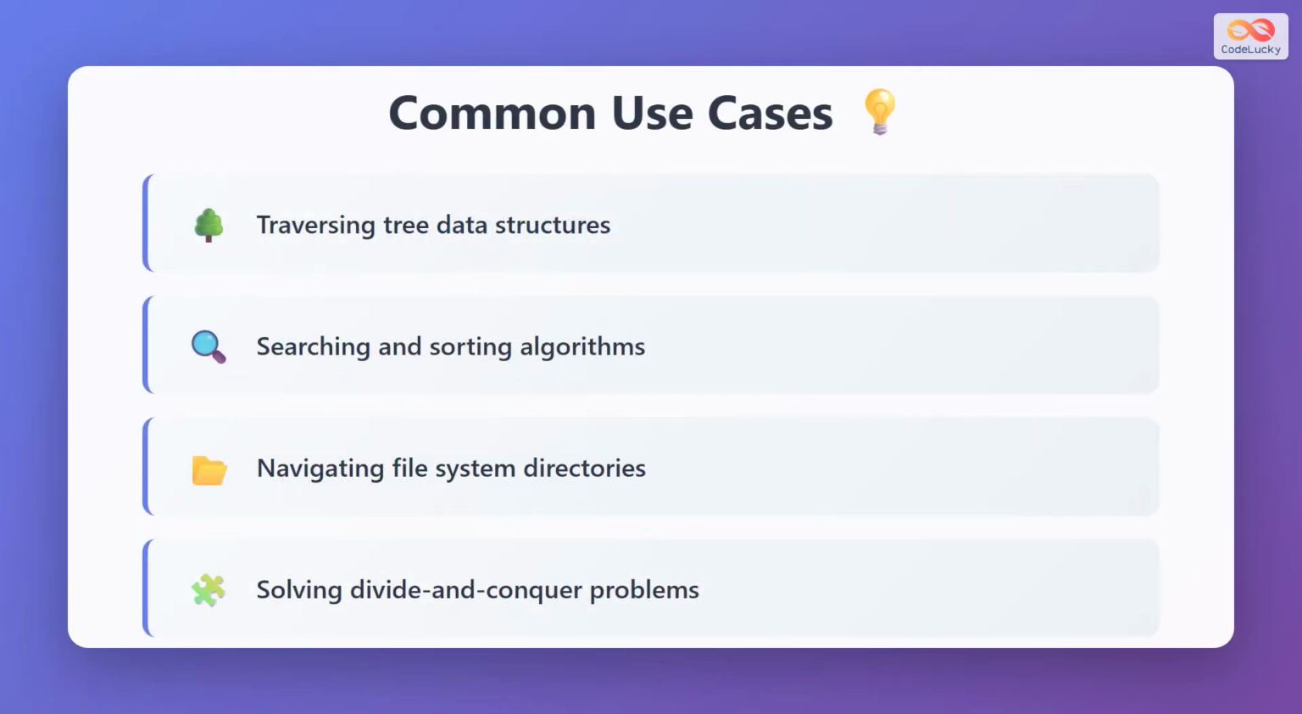Recursion is incredibly useful in many scenarios. It's perfect for traversing tree data structures, like file systems or organizational charts. It's also used in searching and sorting algorithms, such as binary search and merge sort. You'll find recursion when navigating file system directories, and it's essential for solving divide and conquer problems where you break a problem into smaller pieces.